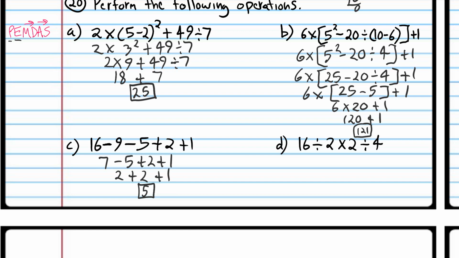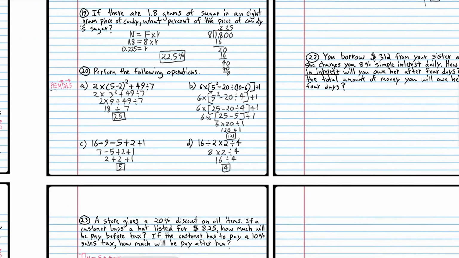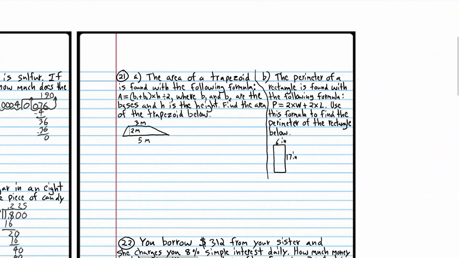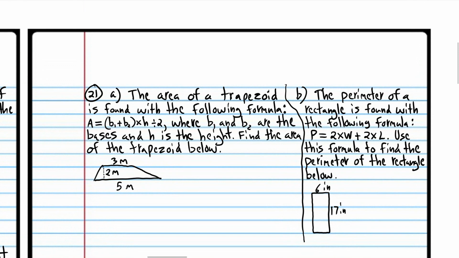All right, we're back. We have to do 16 divided by 2 first, and then 8 times 2, and 16 divided by 4. And if you knew your multiplication tables, you would have gotten that right. So if you got 4, good job. Now on to number 21. The area of a trapezoid is found with the following formula, where B1 and B2 are the bases and H is the height. Find the area of the trapezoid below.